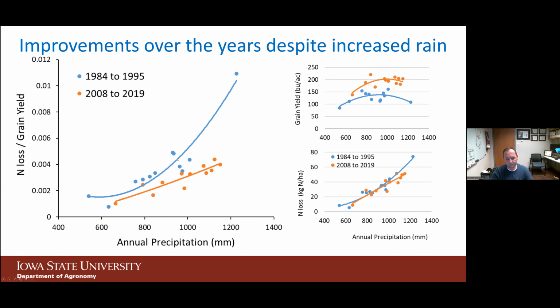Dissecting this type of relation between the grain yield and actual nitrogen loss, yes, there is a big shift in the yields. We get much higher yield for the same amount of precipitation, and we see some improvements in the nitrogen loss, not as clear as for the yields. And this is the average across the state of Iowa.